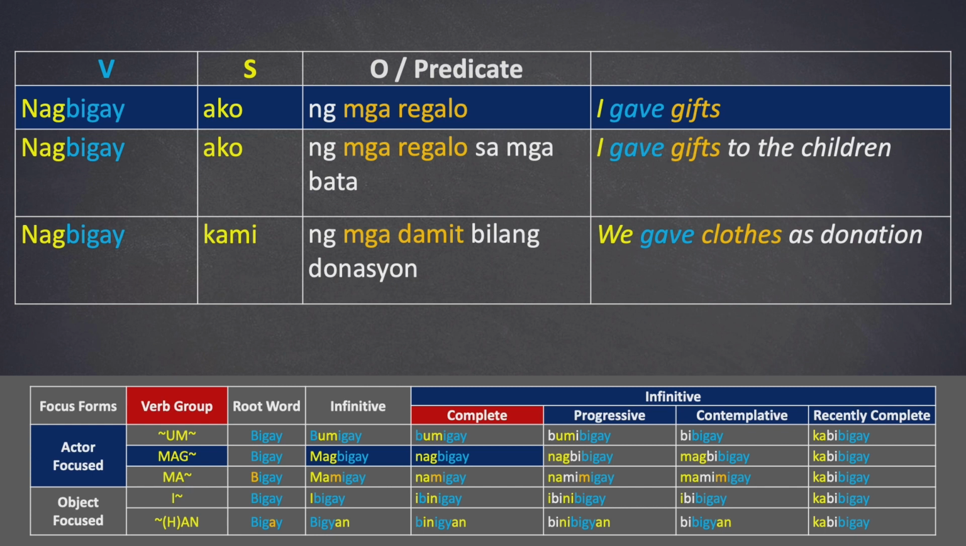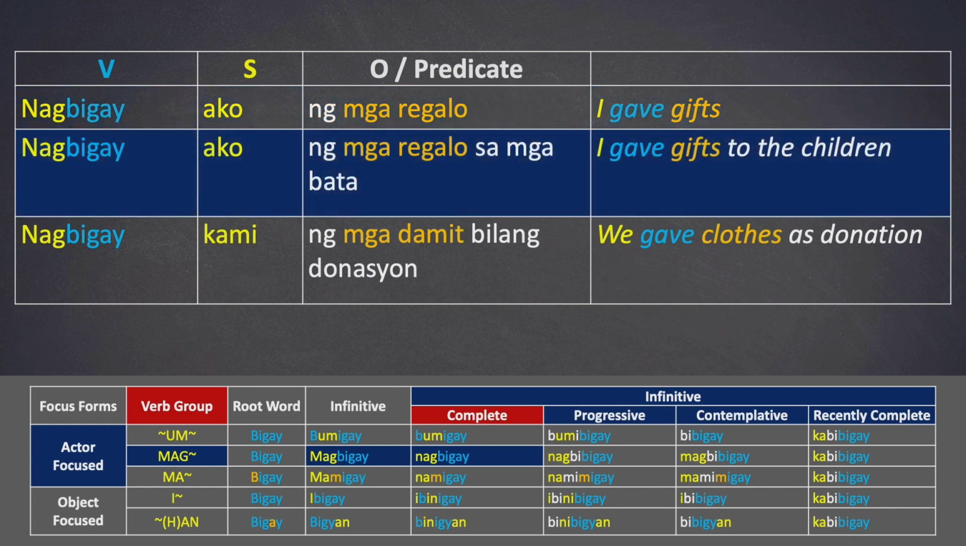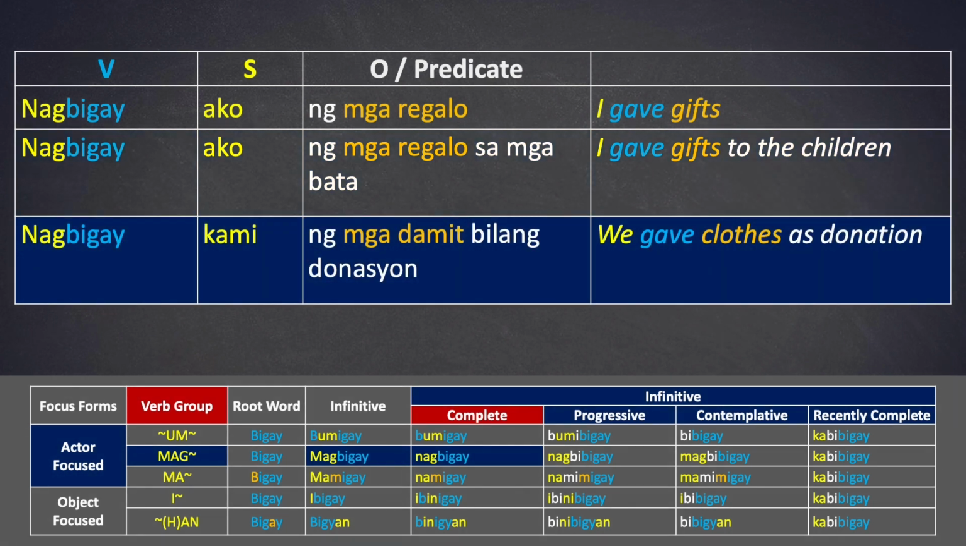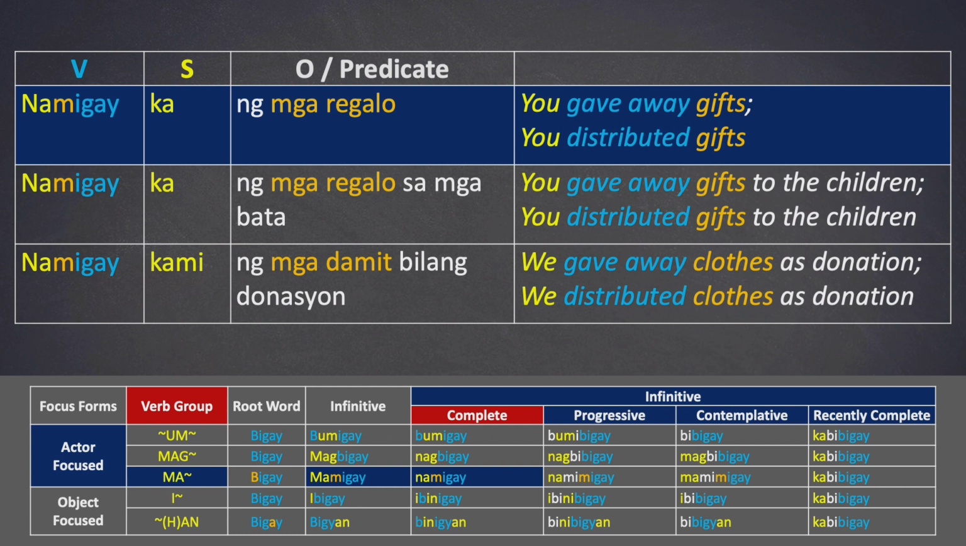I gave gifts. Nagbigay ako ng mga regalo sa mga bata. I gave gifts to the children. Nagbigay kami ng mga damit bilang donasyon. We gave clothes as donation. Namigay ka ng mga regalo. You gave away gifts or you distributed gifts.